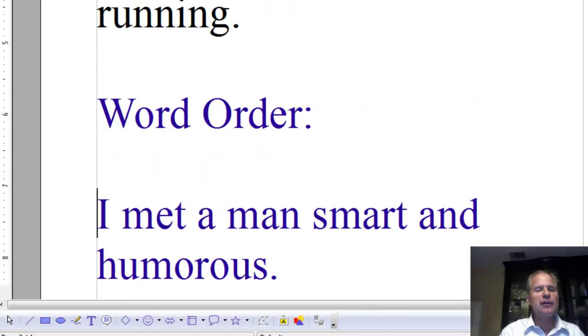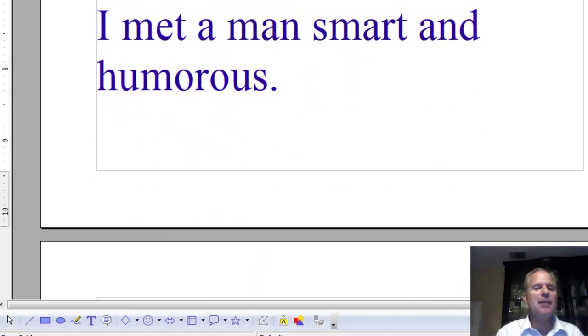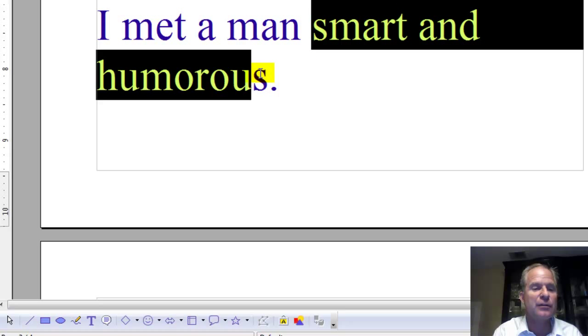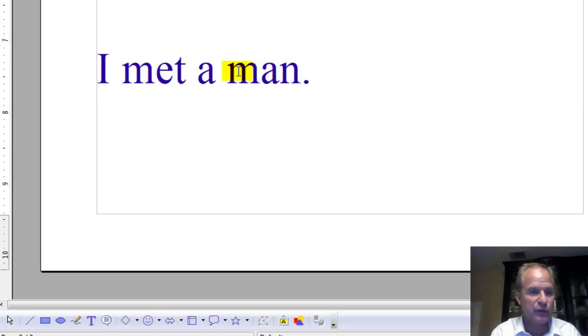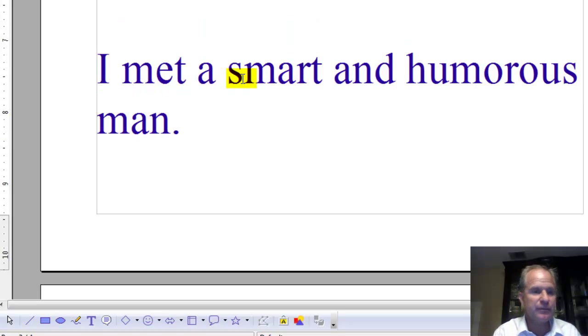So in this case, if I say, I met a man smart and humorous, that would be what's called a word order problem. You might say, I met a smart and humorous man. So in English, we have to take the two adjectives and put them before the man, not after. Now, if I write it like this, I'm thinking in Spanish, because in Spanish you might say this kind of sentence, but not in English.